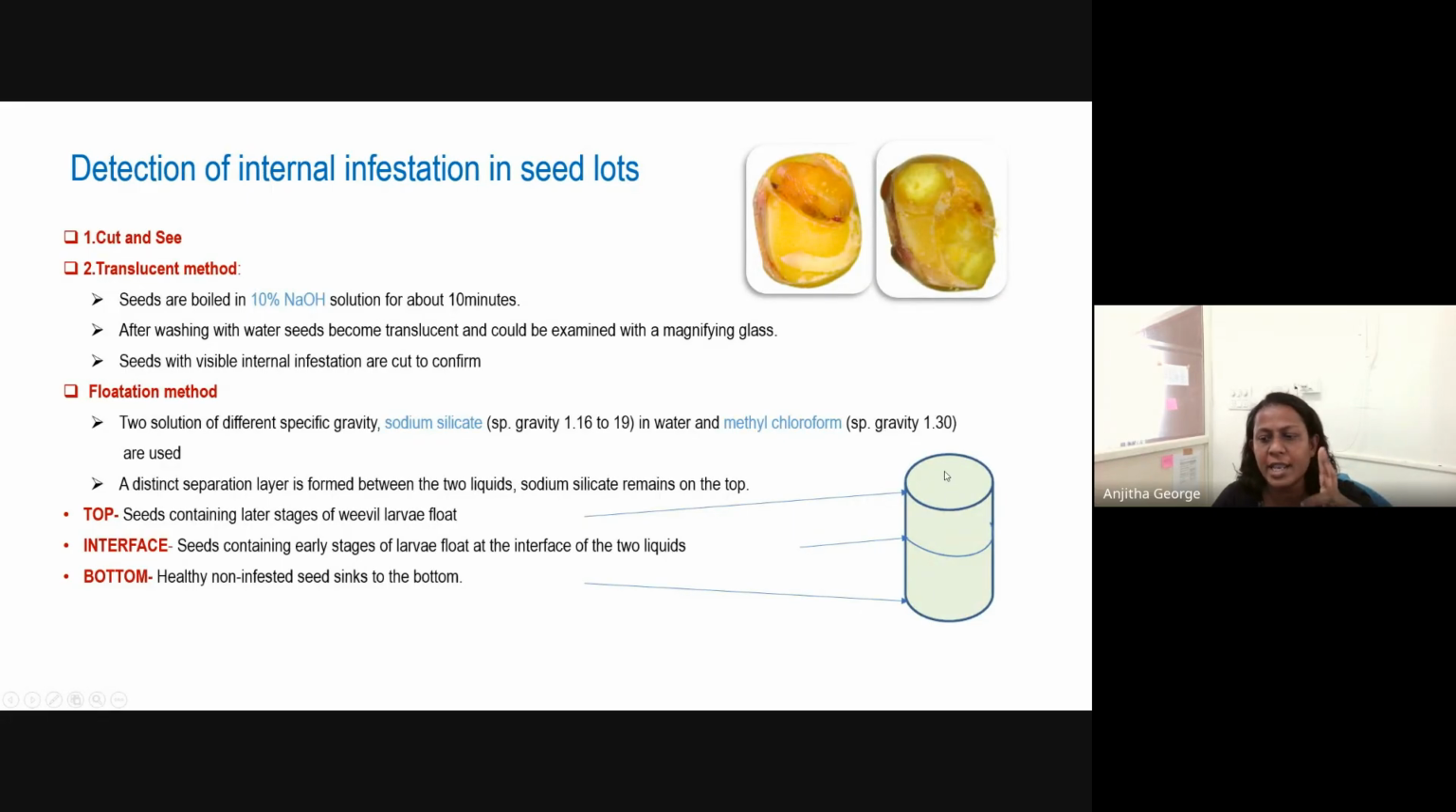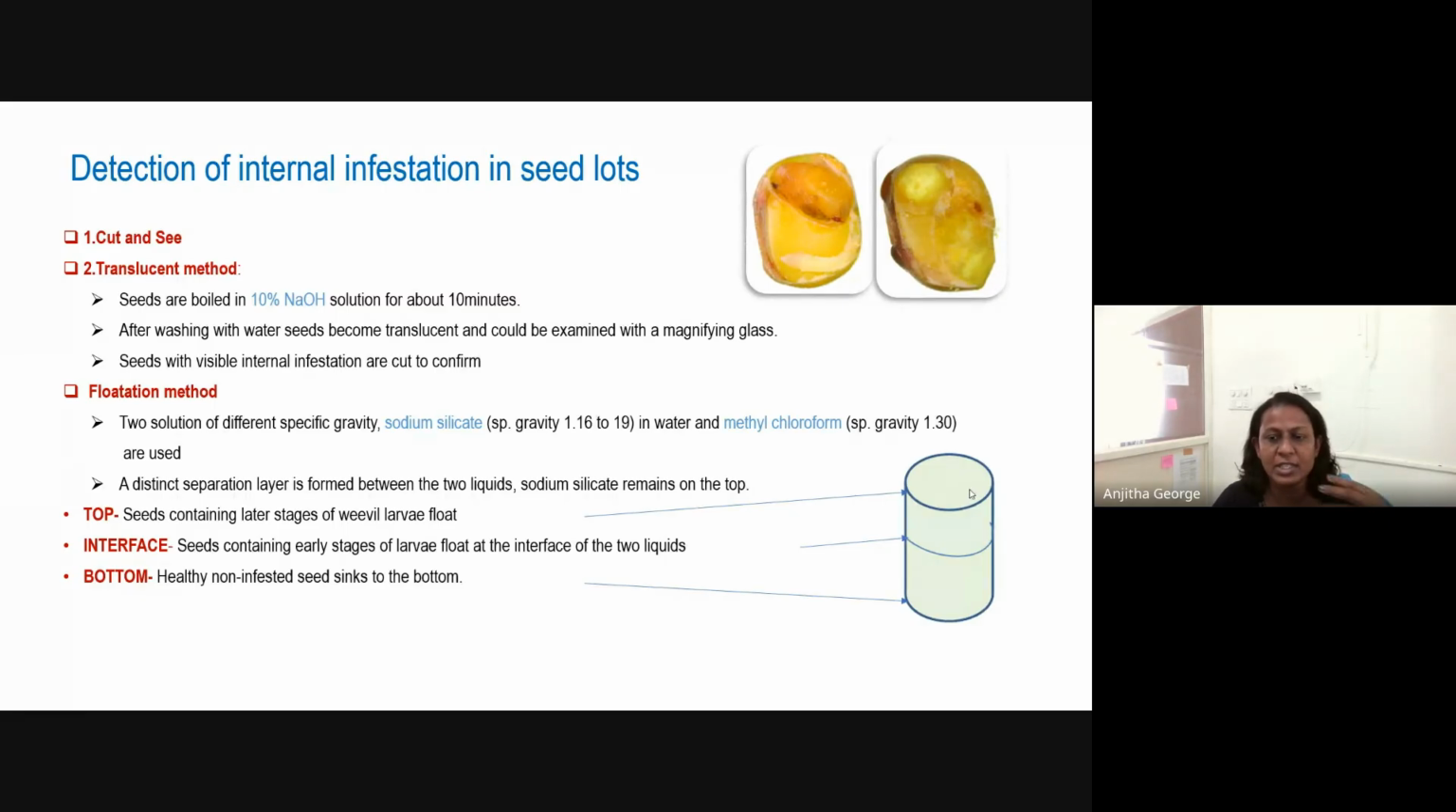It will be segregated into three parts. In the bottom part, you will get the healthy seeds. In the middle part, you will get the seeds which have the early stages of the insect pest. And on the top, you will have the damaged seeds.